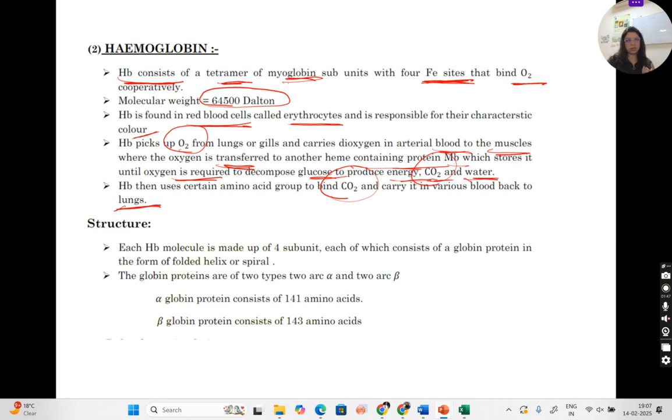So this is the role of hemoglobin. It carries oxygen from the lungs to different parts of the body, then carries carbon dioxide back to the lungs, and we can exhale that carbon dioxide outside. So with the help of hemoglobin, our respiratory system as well as other systems work. Each hemoglobin molecule is made of four subunits, each of which consists of a globin protein in the form of a helix or spiral. The globin proteins are of two types, alpha and beta. Alpha globin protein has 141 amino acids, beta globin protein has 143 amino acids. This is the basic information about hemoglobin.